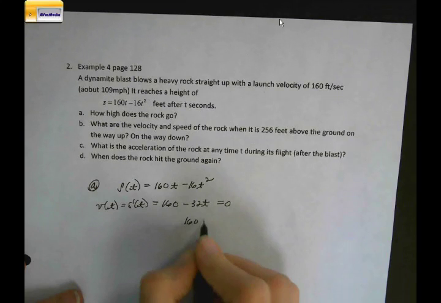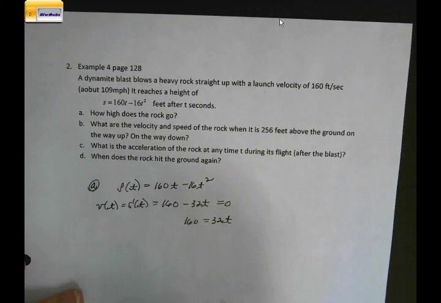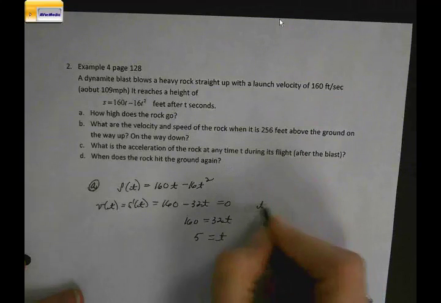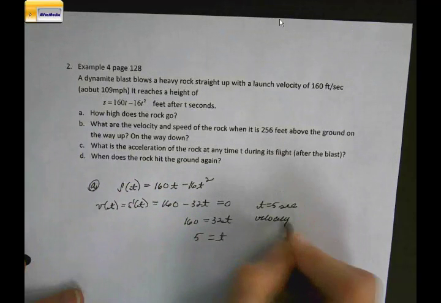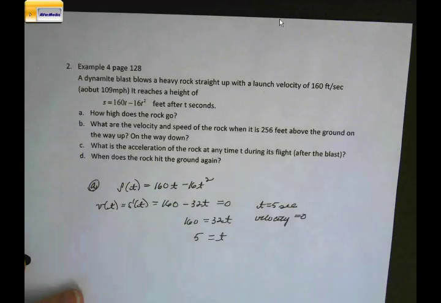So now if I set it equal to 0, I get 160 equaling 32t. I divide both sides by 32, and I get 5. So that means that at time equaling 5 seconds, the velocity of this rock equaled 0, which means it peaked out and it's going to fall.